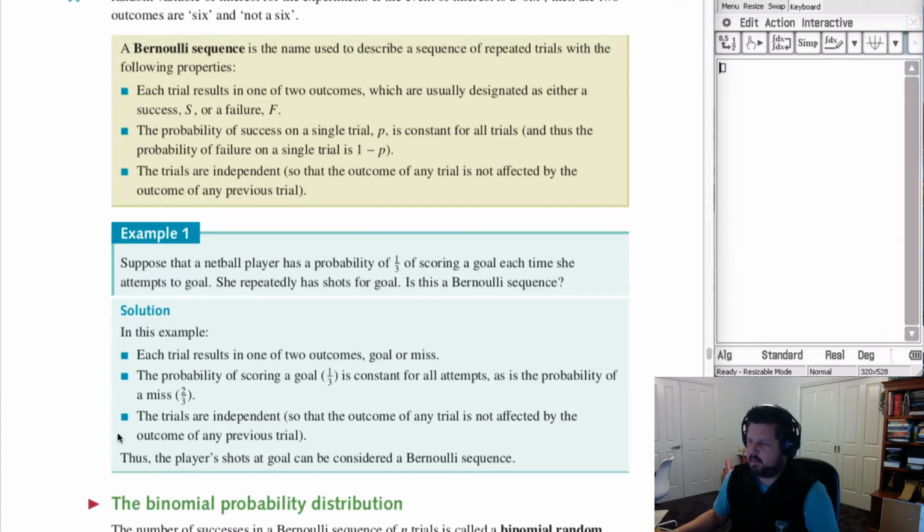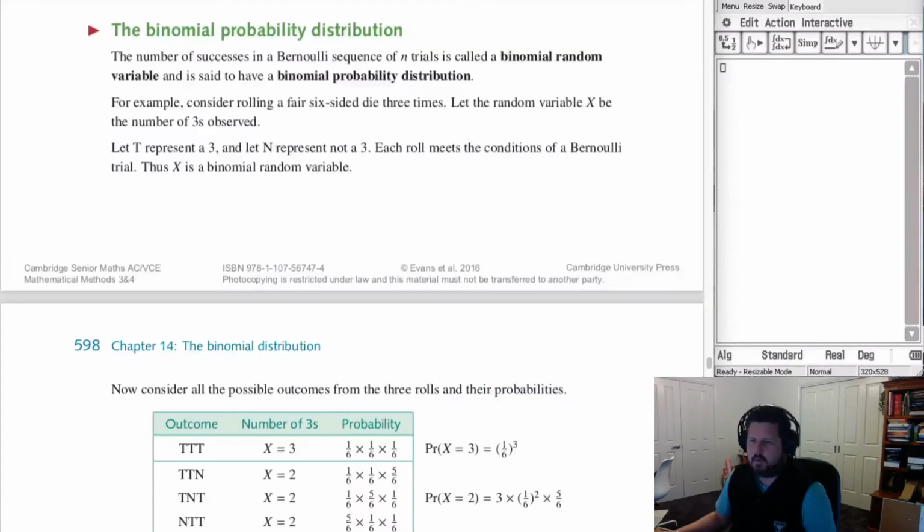Lastly, the trials are independent of each other, so the outcome of any trial is not affected by the outcome of any previous trial. So when she shoots for a goal, it's not affected by the previous attempts. So in this particular case, whether they're asking whether this is an example of a Bernoulli sequence, it could be considered a Bernoulli sequence.